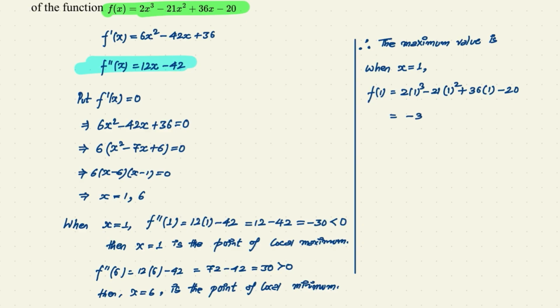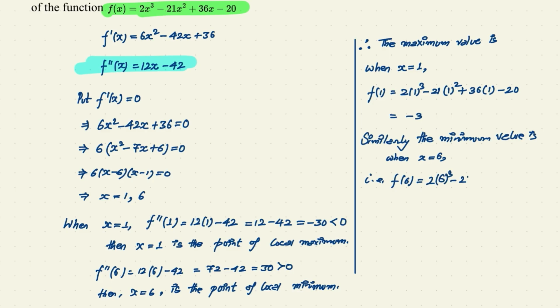And similarly, the minimum value is when x equals to 6, that is f of 6, and f of 6 will be equal to 2 into 6 cube minus 21 into 6 square plus 36 into 6 minus 20, which is equal to minus 128.